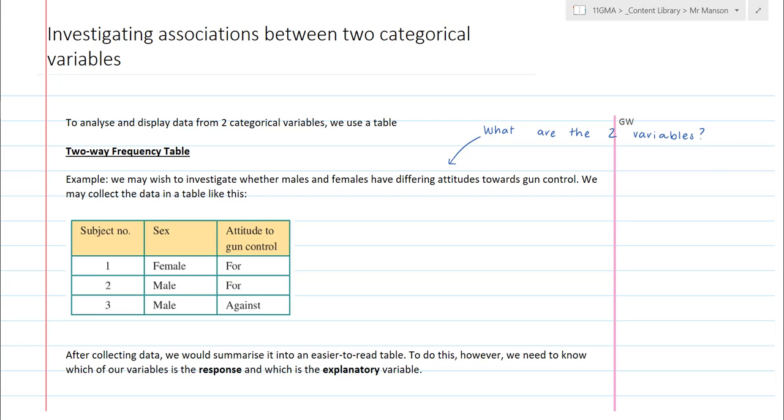So this is investigating associations between two categorical variables. We're just dealing with the categorical in this topic, and then we're going to move on and start talking about numerical as well. But for now, as we mentioned last lesson, the scatter plot is the obvious bivariate data analysis tool, but that only works for numerical or maybe categorical ordinal. But for categorical, where it's ordinal or nominal, we need to find another way.